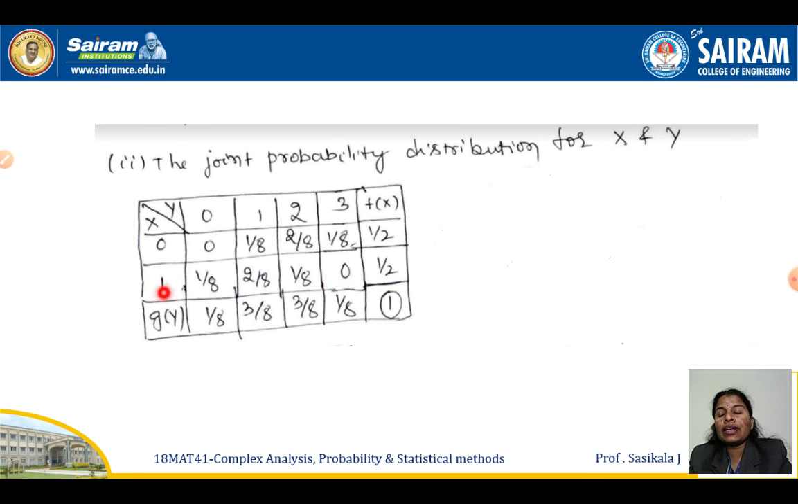The last one, it's supposed to be 1 tail. The number of heads is 3. Not at all possible, right? All will be 3 heads, then it's not possible to get a tail. So it will be 0. So you can add row-wise. You will get f of x as 1 by 2, 1 by 2. Then g of y: 1 by 8, 3 by 8, 3 by 8 and 1 by 8. You can add the g of y and f of x. What should it be? It should give 1. Only then is your joint probability table correct, because the sum of the probabilities should equal 1. Okay, so we verified, we got the correct one.